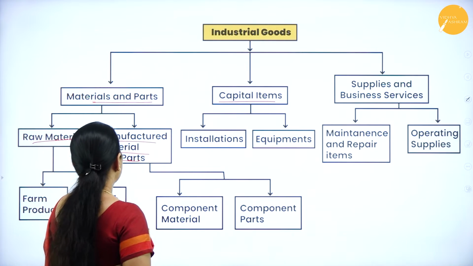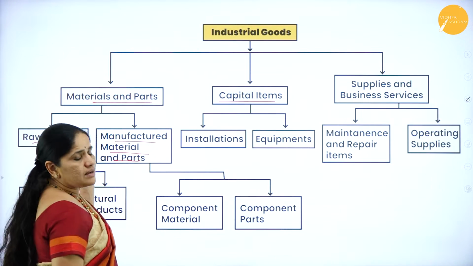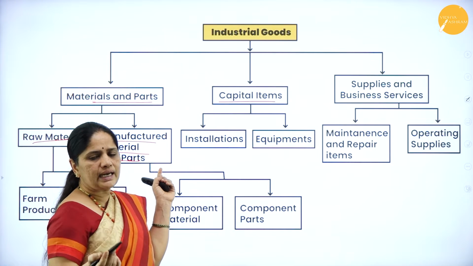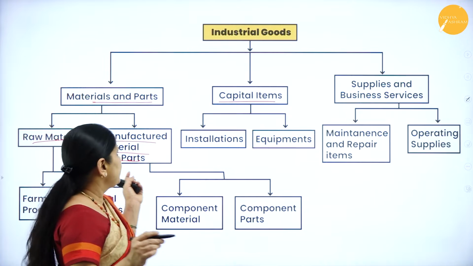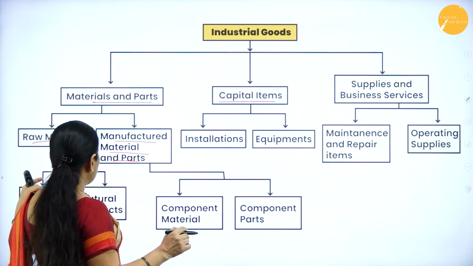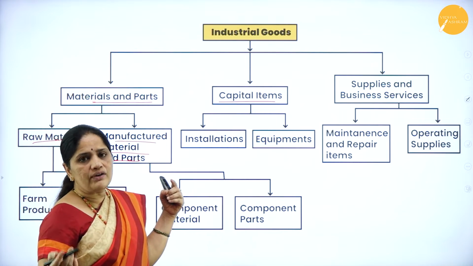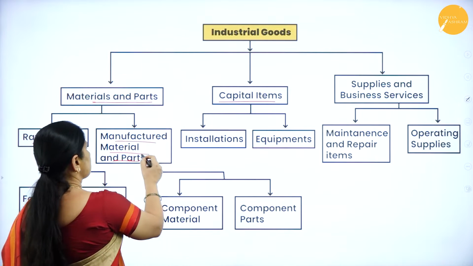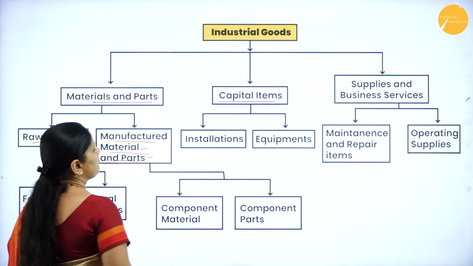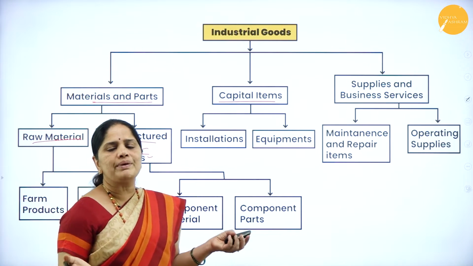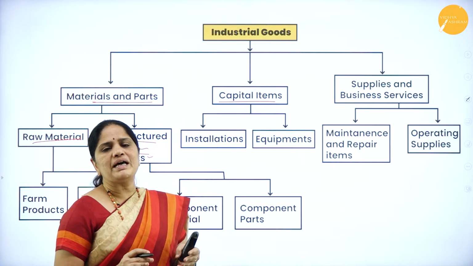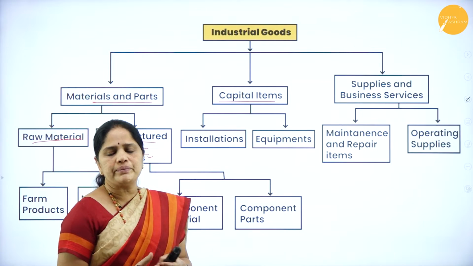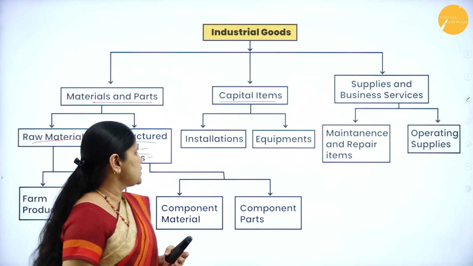So, in materials and parts, suppose it is a manufacturing unit of the sugar industry, then the raw material will be sugar cane there. Then that will go into the making of sugar. Now, if it is a manufactured material product, suppose it is an automobile assembling unit, then all the parts of the automobile will be assembled and then converted into a finished product.